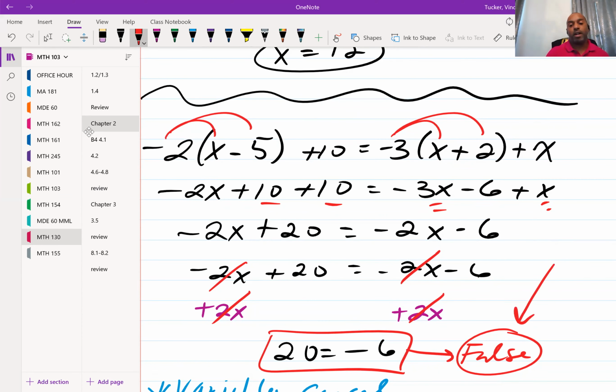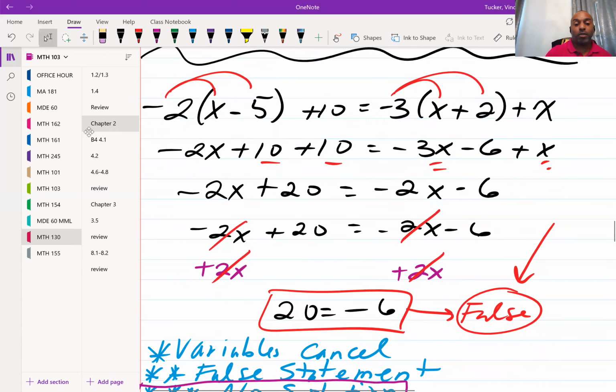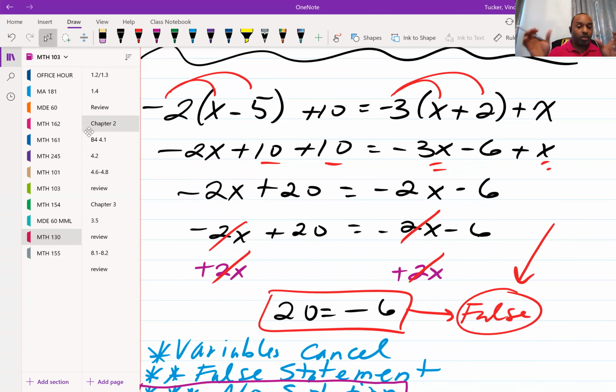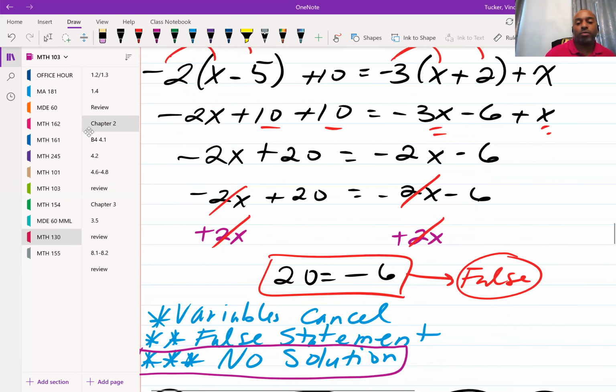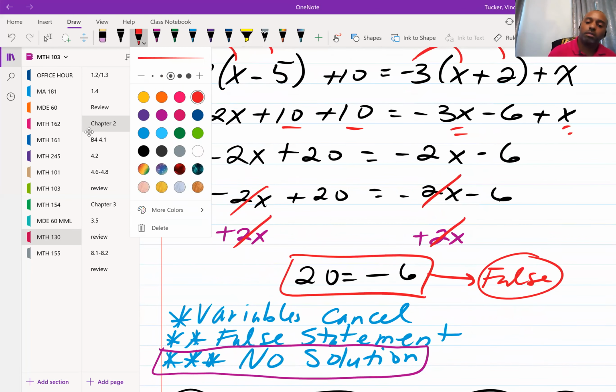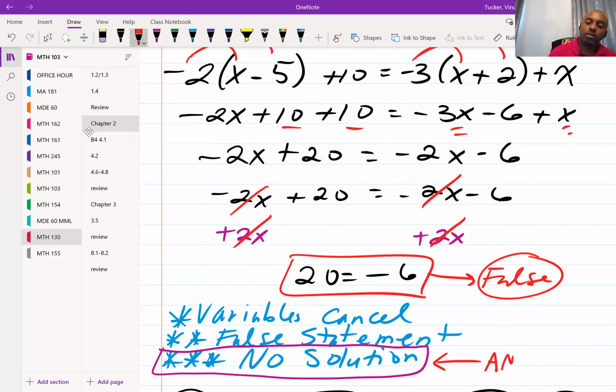So what has happened here is that our variables canceled and we have a false statement. Don't get caught up in 20 equal to negative 6. That's not an answer. Those numbers could have been anything, but the result was my variables canceled and I have a false statement, because 20, of course, is not equal to negative 6. So if your variables cancel and you have a false statement, your actual answer is no solution. There's no value you can plug in for x that will make this a true statement.